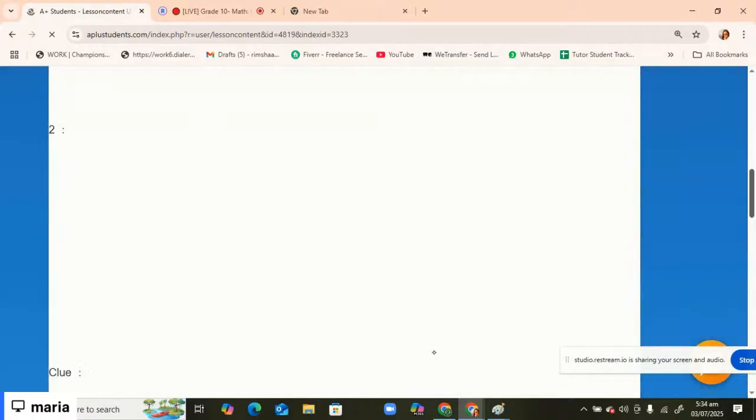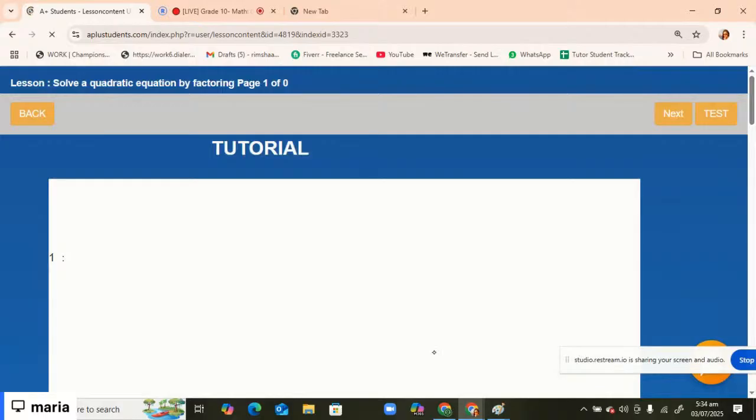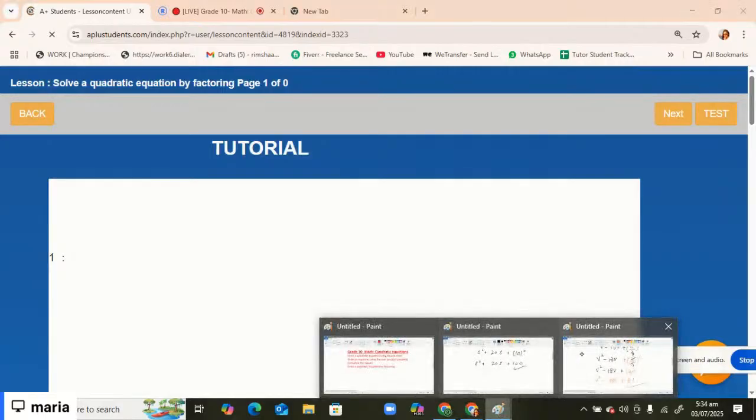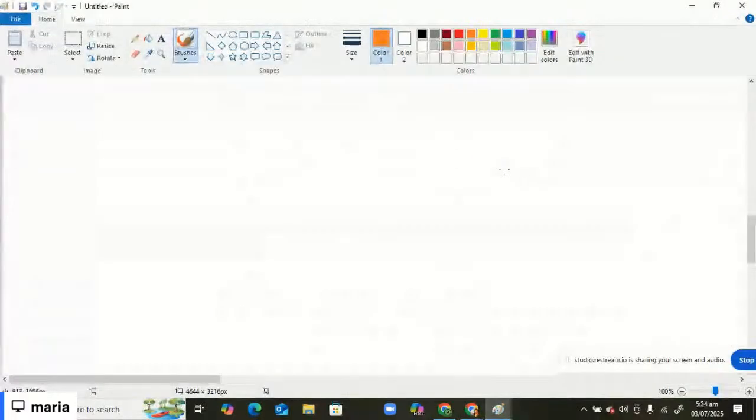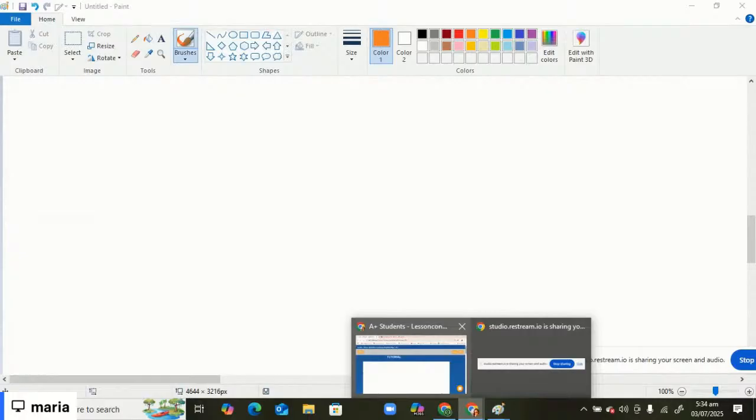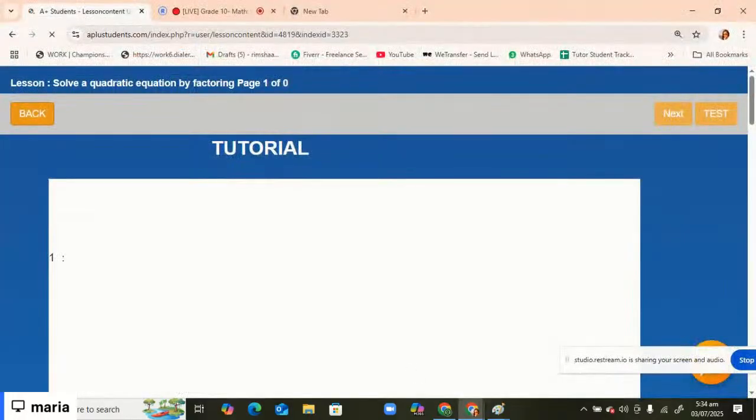So here, wait, it just got stuck for some reason. Let's do it here. Solve a quadratic equation using factorizing. Now we just make the factors for that, and then we write it down. All right, let me just open it. I'm going to go back.